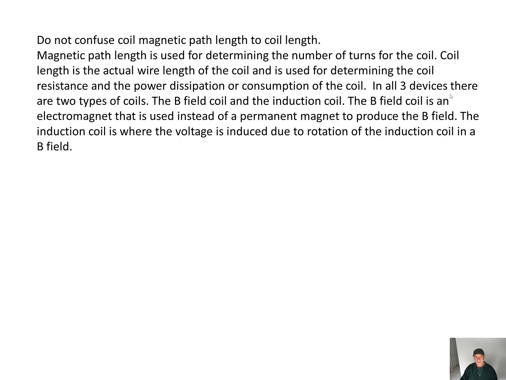In all three devices there are two types of coils, the B-field coil and the induction coil. The B-field coil is an electromagnet that is used instead of a permanent magnet to produce the B-field. The induction coil is where the voltage is induced due to the rotation of the induction coil in a B-field.